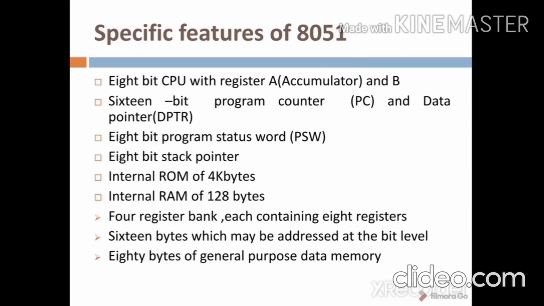The internal RAM is divided into 3 parts. First part, 4 register banks, and each register bank contains 8 registers. That means 32 bytes are allocated for register banks. Then next is 16 bytes, which is used for the bit addressable area. After that, 80 bytes are used for general purpose data memory.